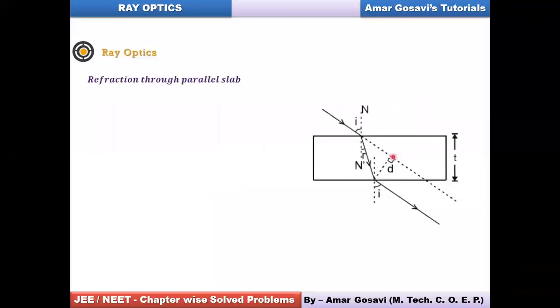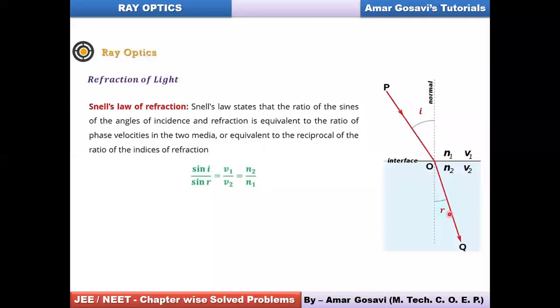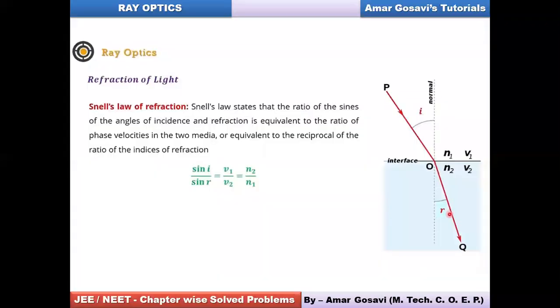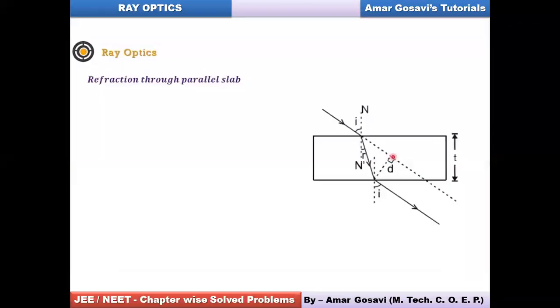Now let's understand how the entire refraction through the slab will take place. So this is about a parallel slab. Here we were just talking about a single slab, but now we have a parallel slab over here. So let's understand how things would be. Say T stands for the thickness of the slab, basically.